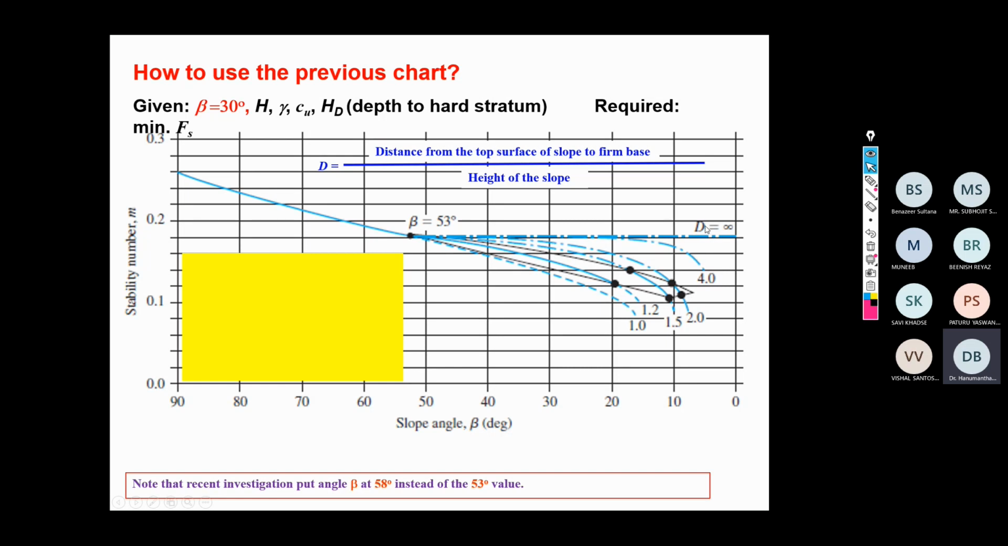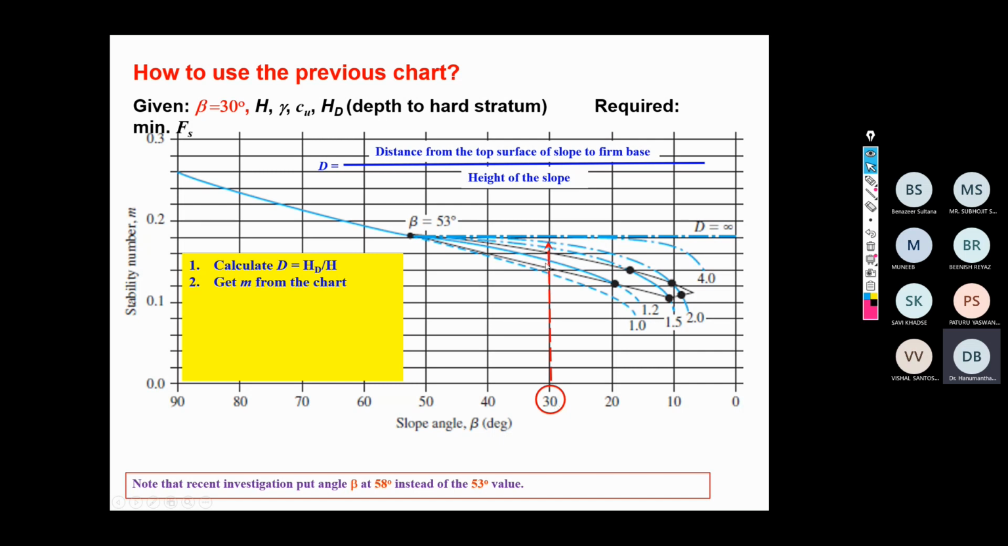So first of all, you need to determine the value of the D, which is defined as the distance from the top surface of the slope to the firm base, divided by the height of the slope. So first calculate the D value, because you need to pick up one of these trend lines, HD by H. Once this is known, and from the known beta angle corresponding to 30, draw one vertical line wherever it is meeting the calculated D line.